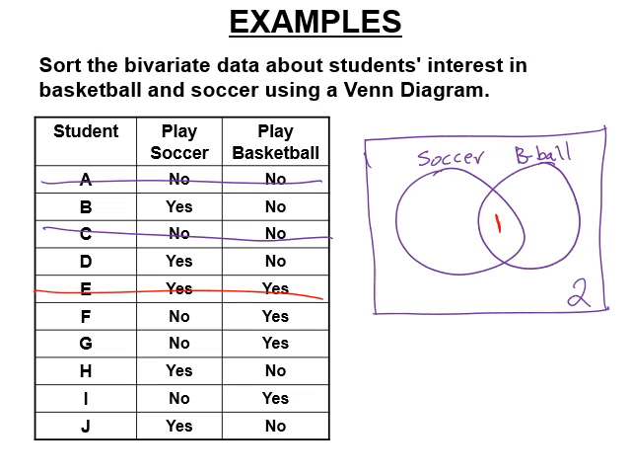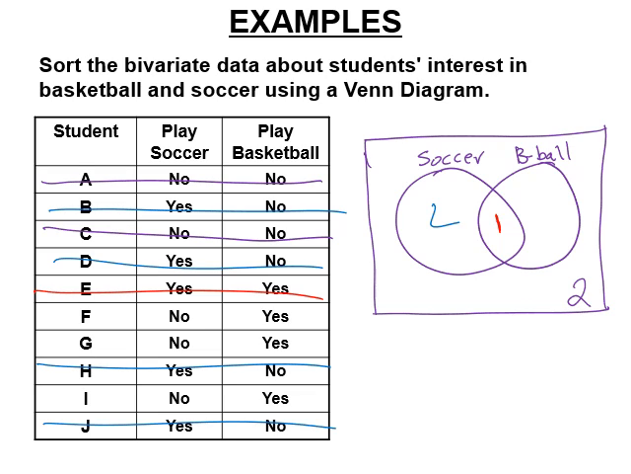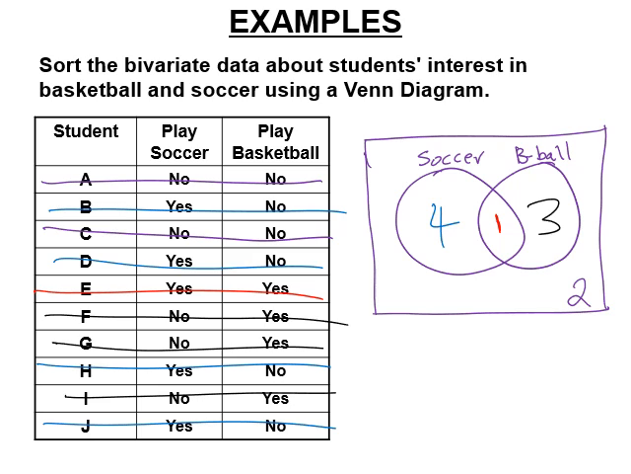All right. For soccer, but not basketball, 1, 2, 3, 4. And lastly, for basketball but doesn't play soccer, 1, 2, 3. All right, and there are the 10. Is that a total of 10? Yes, a total of 10 students sorted into a Venn diagram.